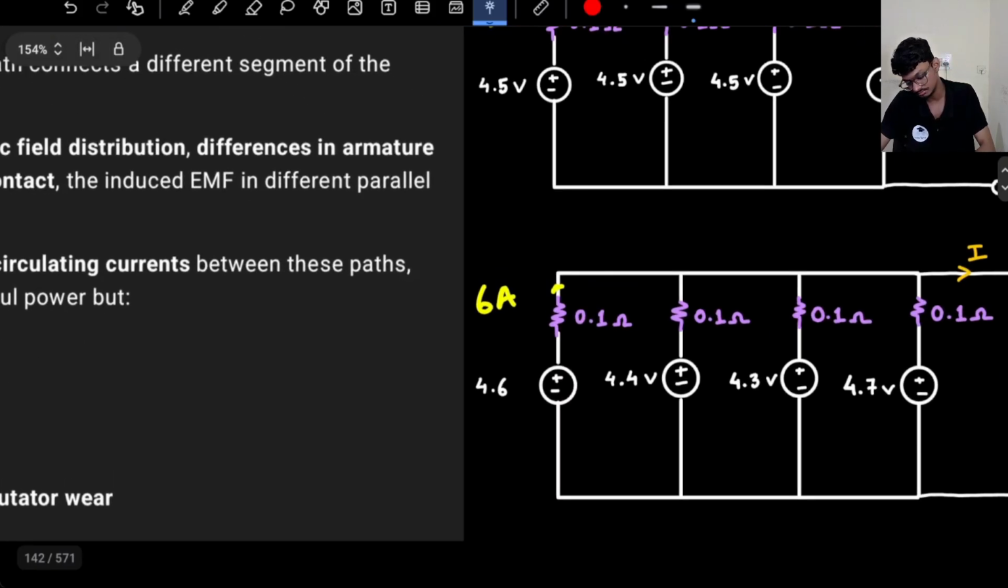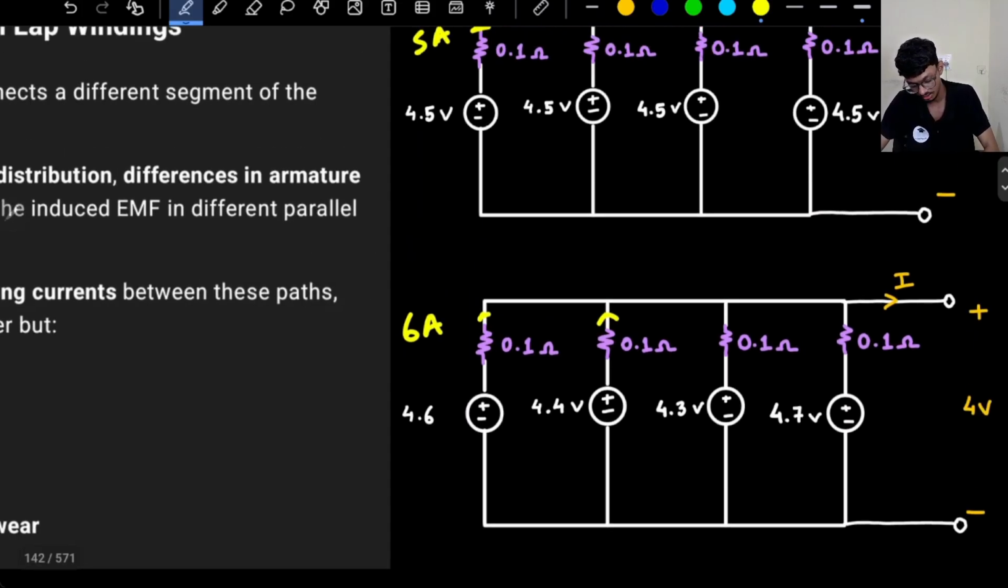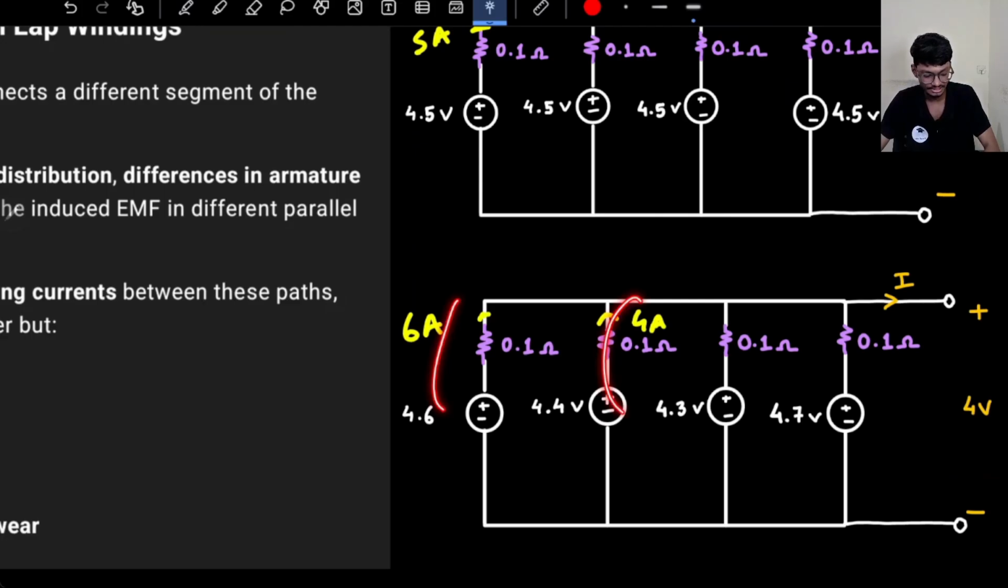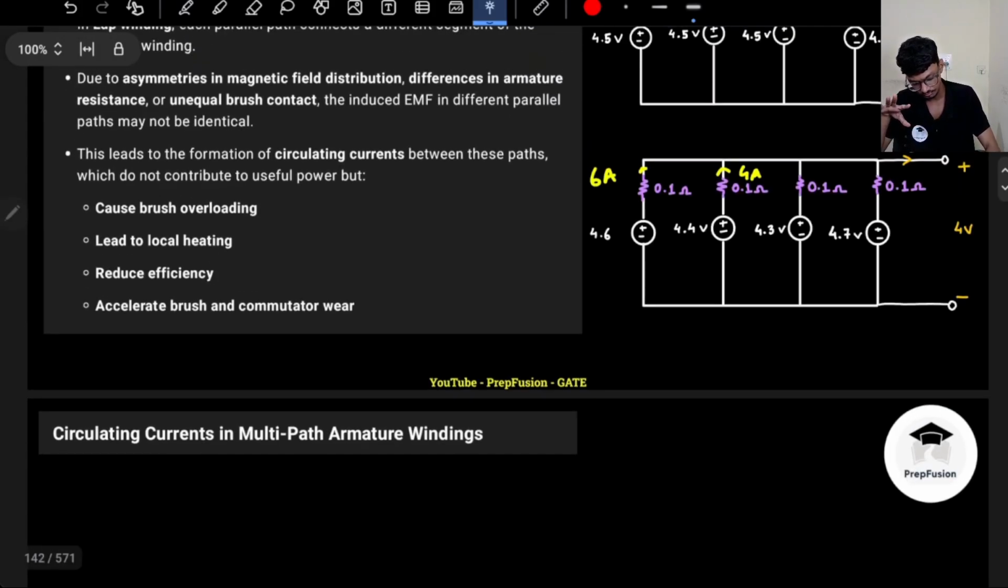And now, how much current will this supply? This will supply 4 minus 4 divided by 0.1, so 4 amperes of current. So there is a bit of imbalance of current, right? This is supplying 6 amperes, this is supplying 4 amperes. So ideally, in reality, this will not be 4 volts. In reality this will be something else.